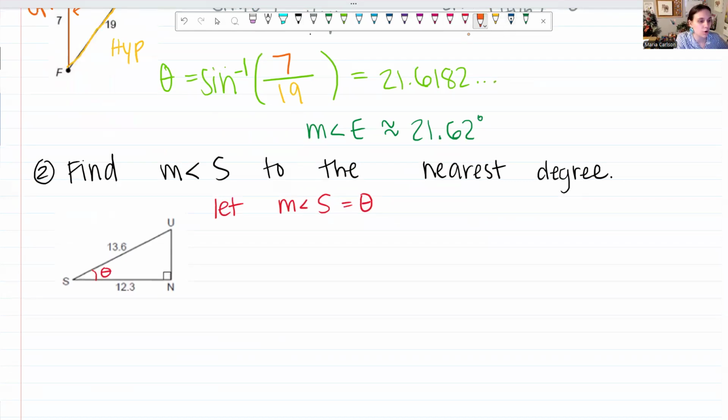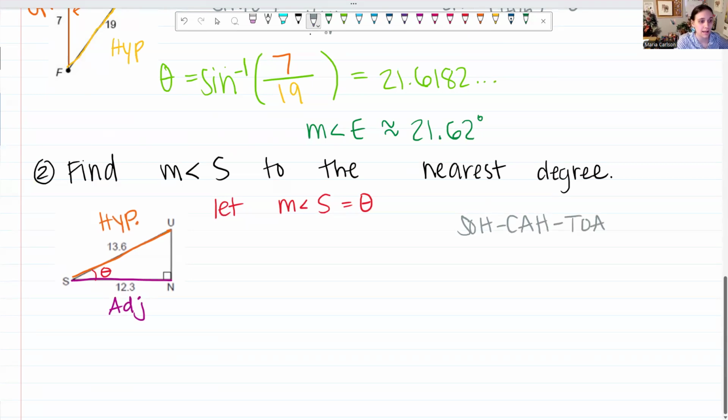So what sides do we know? Well, it looks like we have the hypotenuse, the side across from the right angle. That is 13.6. And then we also have the other side that touches or forms angle S. It's not the hypotenuse though, so this is just the adjacent. Now, I hope you might be able to predict which trig ratio we're going to be using here.